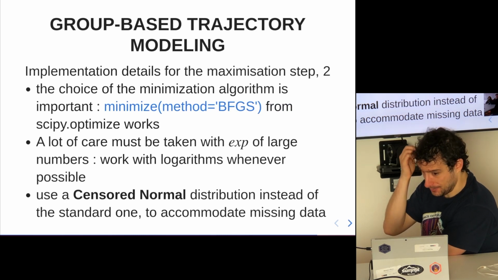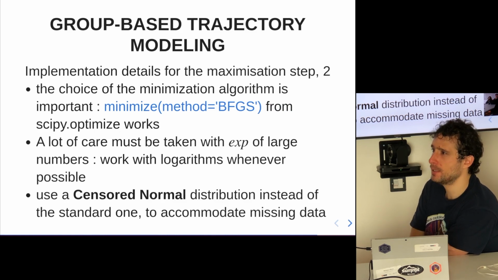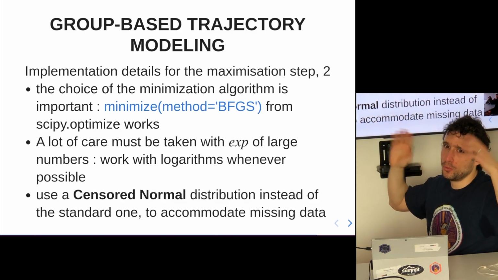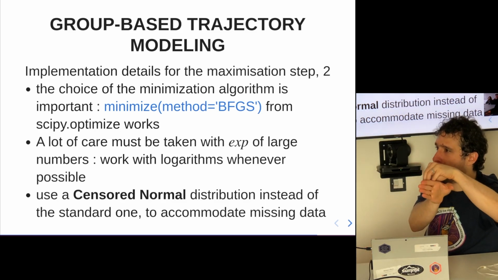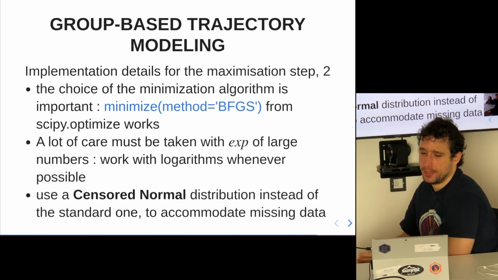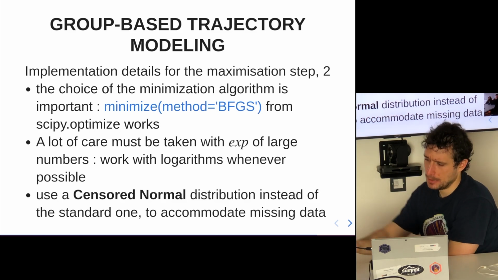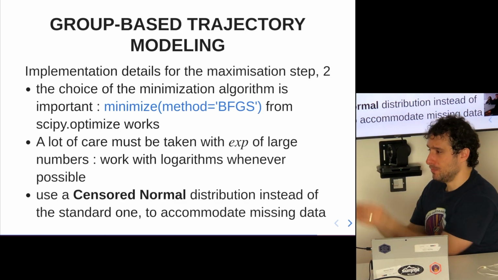Then there is also the problem of missing data. In order to accommodate this, you need to change the formulas using a censored normal distribution. The censored normal distribution is basically a distribution where, if some data is missing or is too far from the mean, you just replace it with a data point at the edge of some interval that you decide. That's what is done normally, and it's quite nice. It doesn't complicate the algorithm too much. You just replace all your missing values with the ones at the threshold.